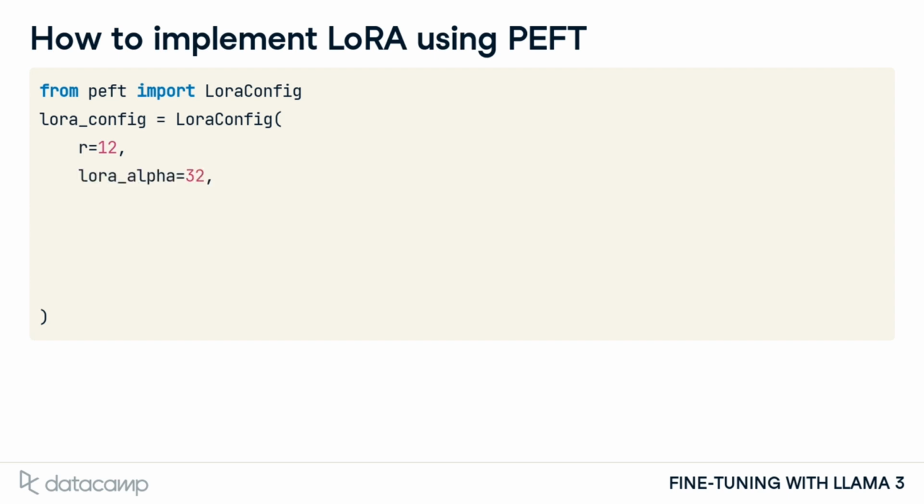The LoRA alpha, or scaling factor, determines how much weight to give to the gradient produced by the low-rank matrices when updating the original model matrix. LoRA dropout controls the probability of dropping a layer in the LoRA matrix.